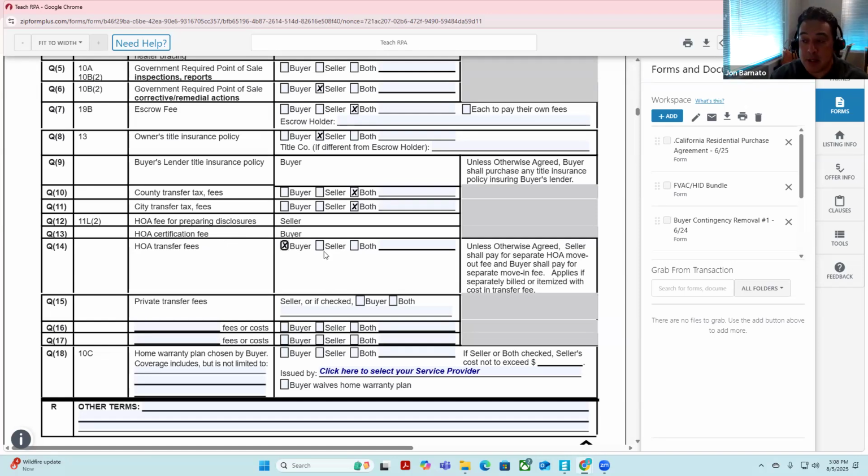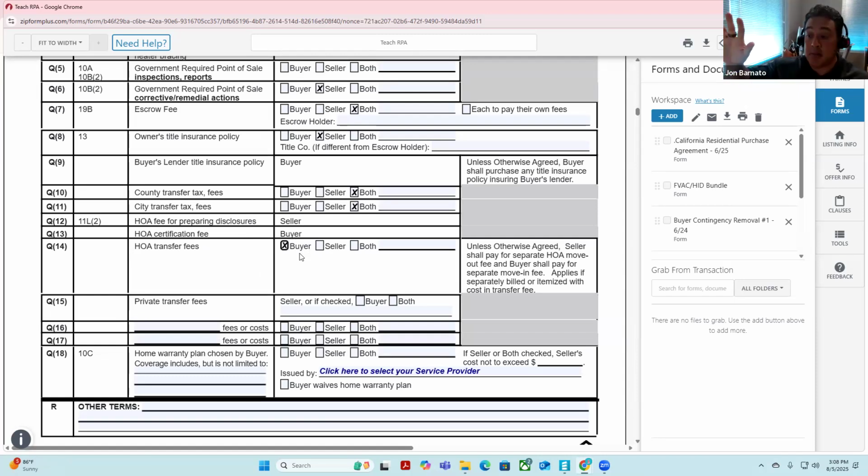A lot of times the buyer pays the transfer fees, or both, or sometimes the seller, but usually the transfer fee is paid by the buyer. If the HOA has a cert fee, it's paid by the buyer. But don't worry, the cert fee and the buyer HOA transfer fees, along with the law that says the seller pays this, restricted the amount of the HOA transfer fees. You should have seen this.